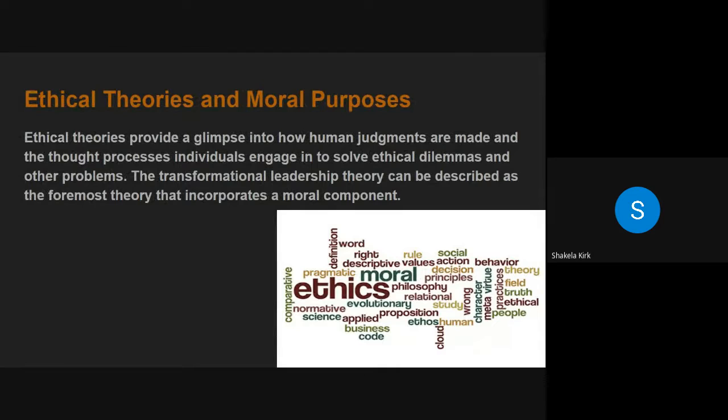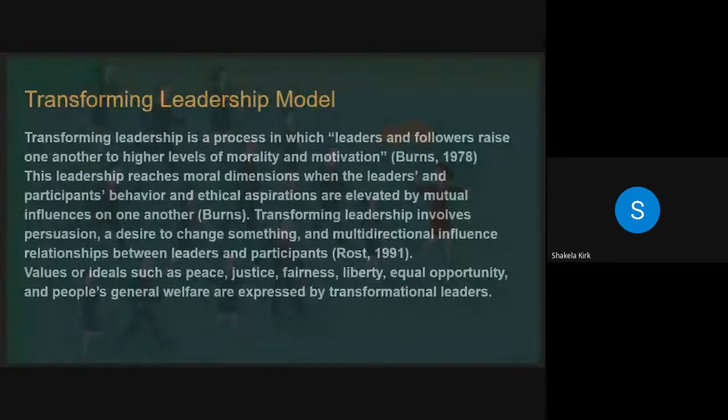Ethical theories and moral purposes. Ethical theories provide a glimpse into how judgments are made and the thought process individuals engage in to solve ethical dilemmas and other problems. The transformational leadership theory can be described as the foremost theory that incorporates a moral component. So, the transforming leadership model.